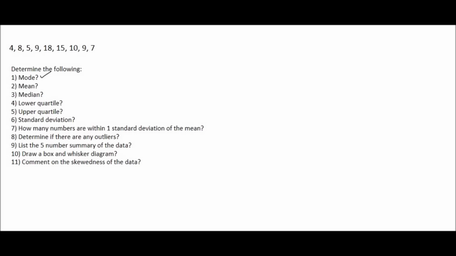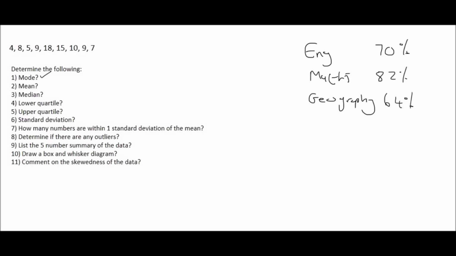So let's say you had 3 subjects. Let's say you had English, Maths, and Geography. And let's say your marks for each of them were 70% for English, 82% for Maths, and 64% for Geography. How would you work out your average? Well, you would add them all together, and then you would divide by 3.